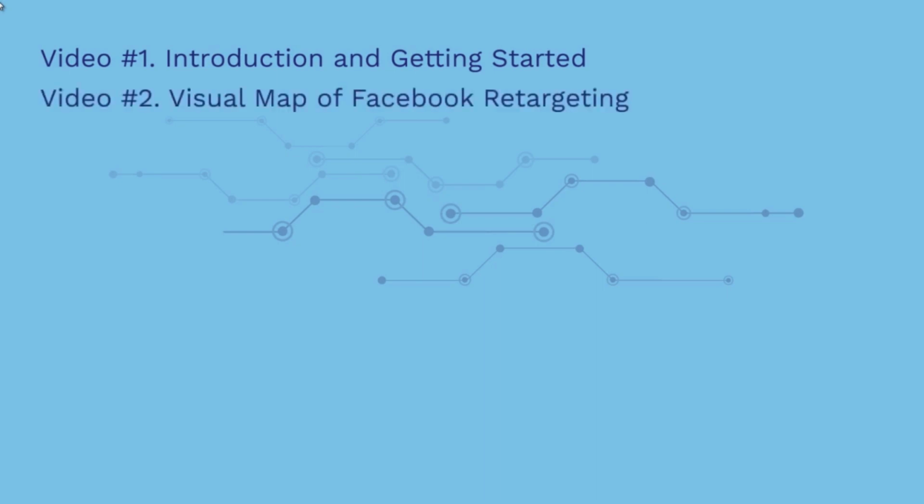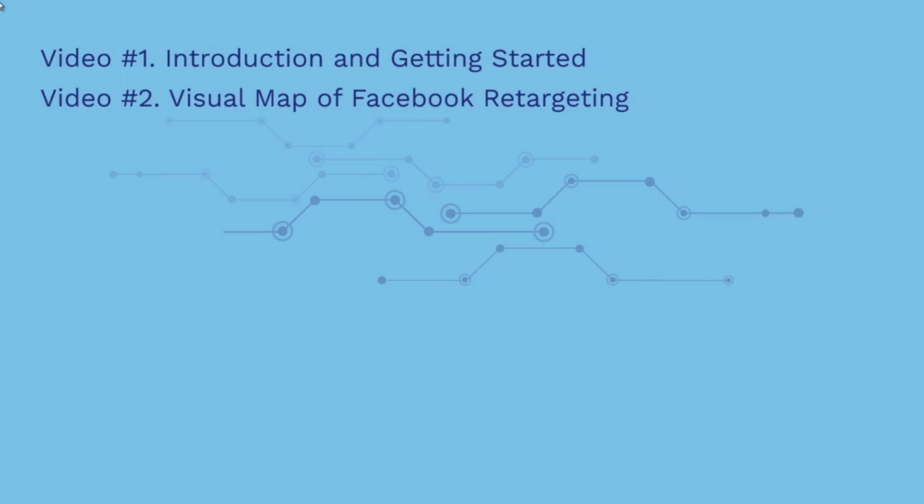Video number 2 is going to be a visual map of Facebook retargeting. What that includes is I'm going to show you how Facebook retargeting works. A lot of times people jump straight into showing you how to set things up. But unless you really understand how everything fits together, what connects to what, it's really going to become confusing. Because if you set things up like an email opt-in retargeting campaign, a blog post campaign, or a purchase retargeting campaign, every one of those is different.